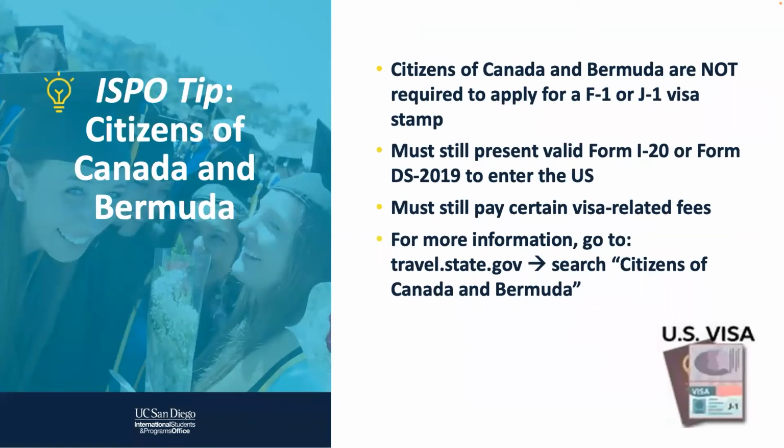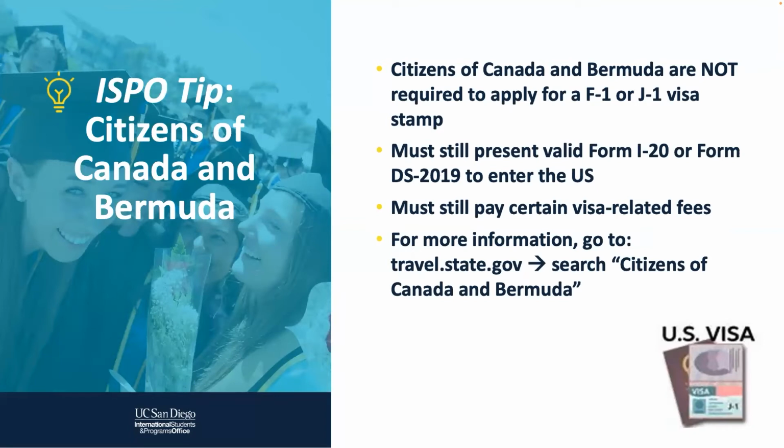So the first thing to note, if we have any citizens of Canada or Bermuda here today, you do not need to apply for a visa stamp in your passport. You still do need the I-20 or DS 2019 from us. You still need to print it, sign it, but you don't need to apply for a corresponding visa stamp in your passport. So that's nice. You still need to pay the associated SEVIS fees, which I'll go over momentarily. You just need to present that I-20 or DS 2019 to enter the US. Make sure you have receipts of those fees.